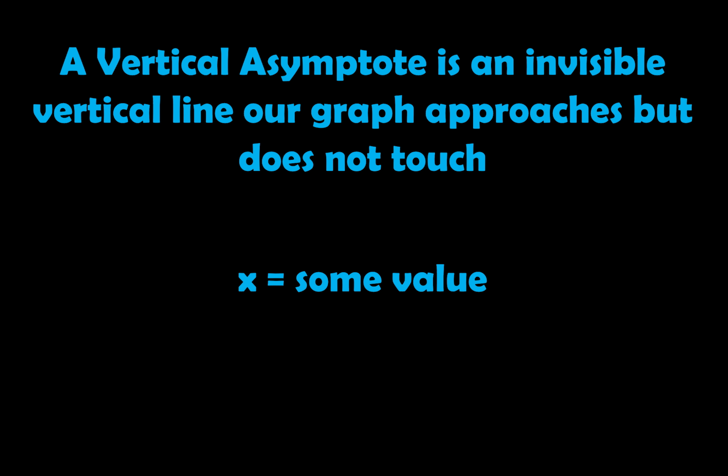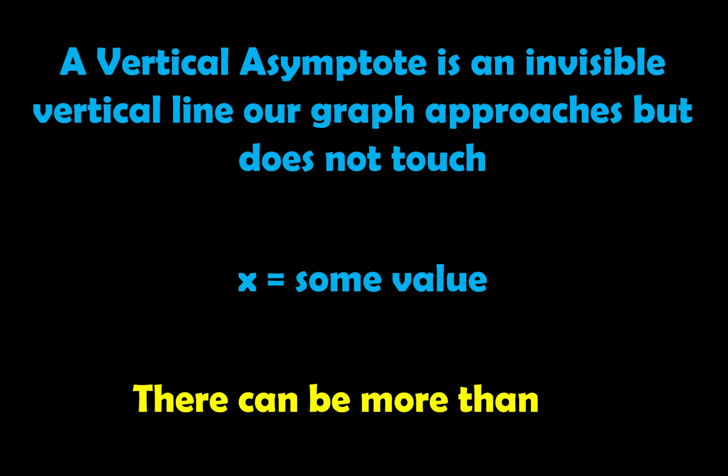Vertical asymptotes are invisible vertical lines which our graph tries to touch but cannot. It is usually expressed as x equals something. Unlike horizontal asymptotes where there can only be one, there can be multiple vertical asymptotes, and it's important to identify them all. The reason why we have a vertical asymptote is because our graph cannot take on a certain value, which will make the denominator 0.